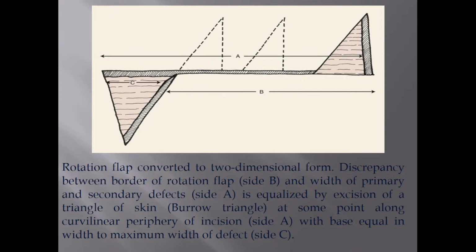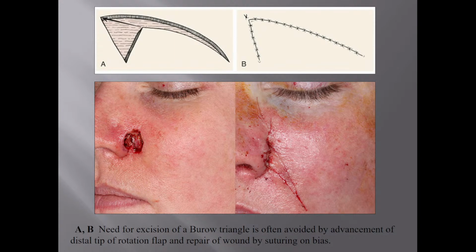As a general rule in designing a rotation flap on a face, the length of the flap should be 4 times the width of the base of the triangular defect. When this ratio is used, excision of equalizing Burow's triangles is usually not required. And you can see it in this photo. The same way, we can see triangular defects, and we can make this defect into a triangle, and then we can close it with different other types of triangular defects.